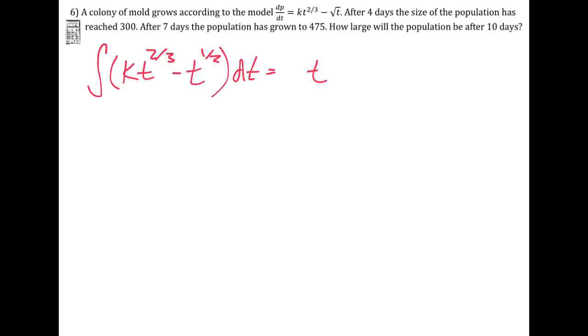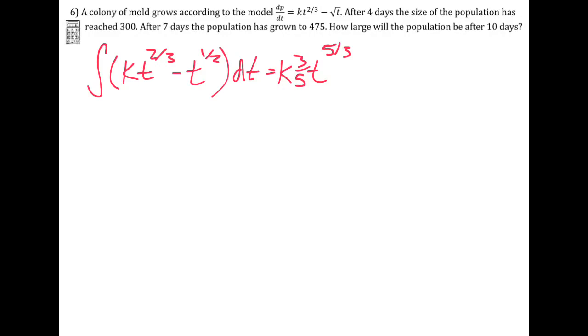So I'm going to start the same way. I'm going to integrate this function, which is k times t to the 2/3 minus t to the 1/2, same as the square root right there. We are integrating this with respect to t, and so instead of 2/3, we will get 5/3 when we add 1. We need to divide by 5/3, which is multiplying by 3/5, and we still have the k out front.